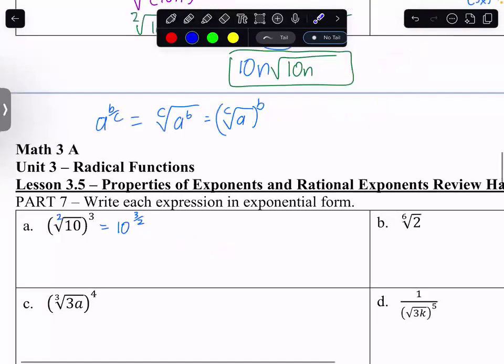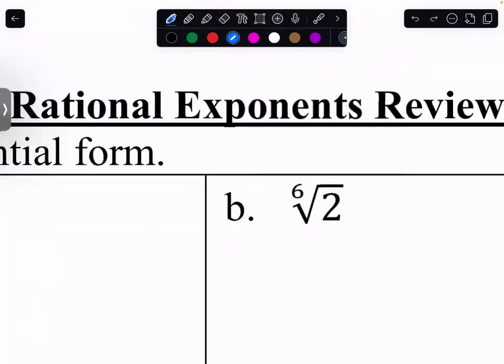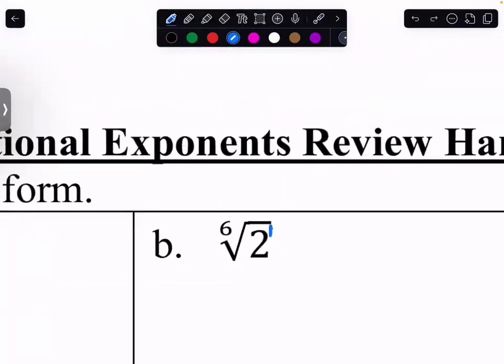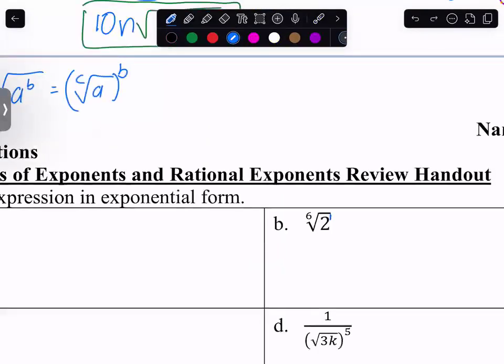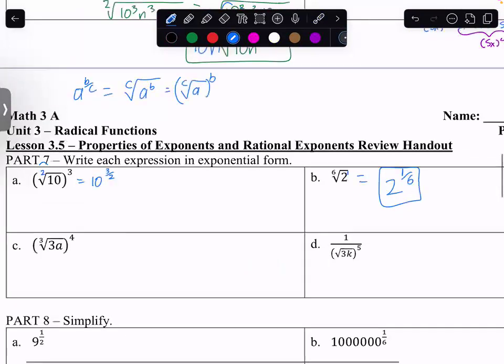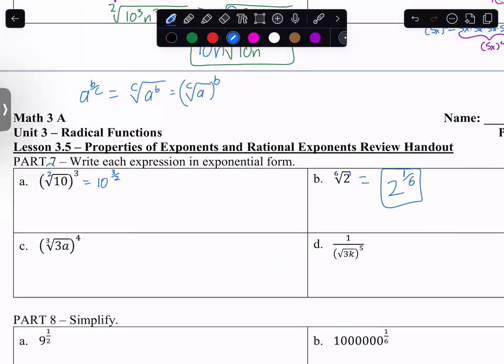So for letter B, the invisible exponent is a 1. Right, so there's a lot of invisible numbers in math. Sometimes it's a 0, sometimes it's a 1, sometimes it's a 2. Here, the exponent would be an invisible 1. Okay, so that will be rewritten as 2 to the power of 1/6. Okay, letter C is very commonly missed. This is not the correct answer. Does anyone see what is wrong about this?